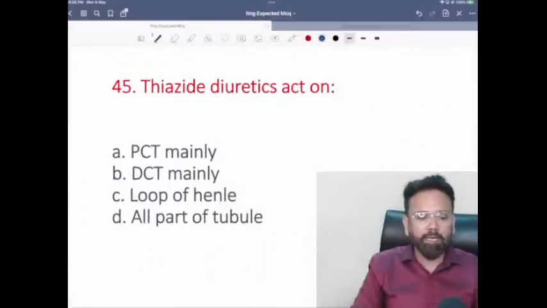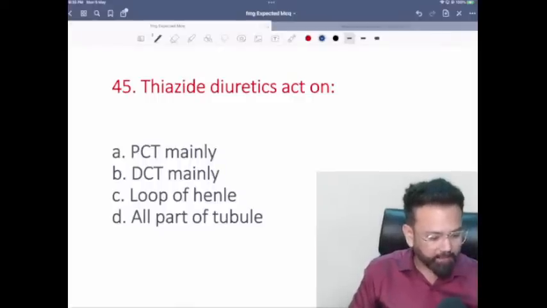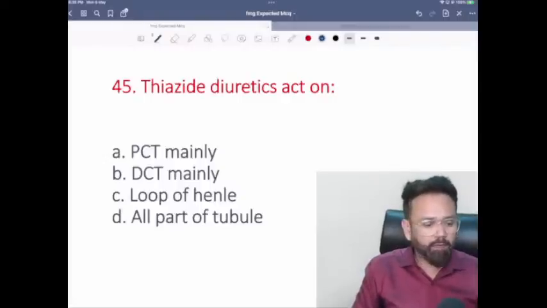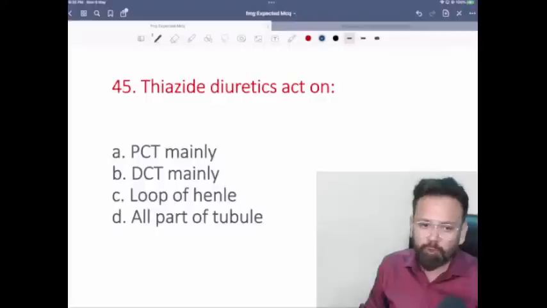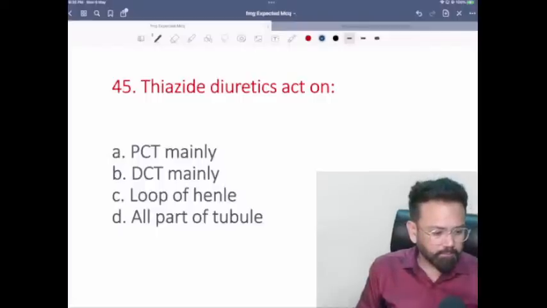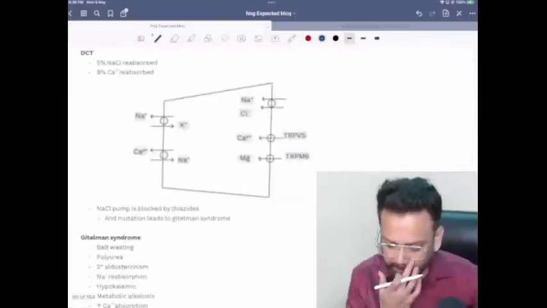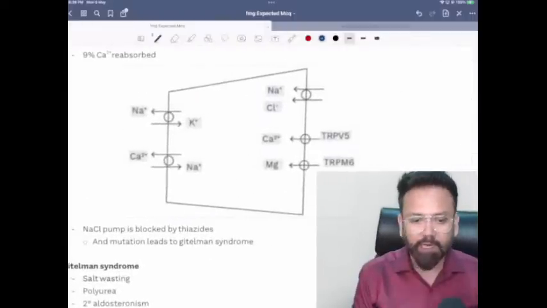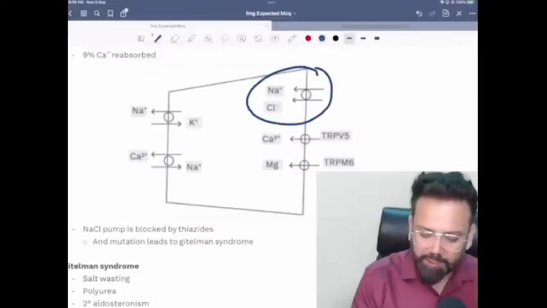Thiazide diuretic act mainly on PCT, DCT, loop of Henle, all part of the tubule. Yes, very good. It is DCT mainly. See this diagram. This is the distal convoluted tubule. This sodium chloride channel is blocked by thiazide.